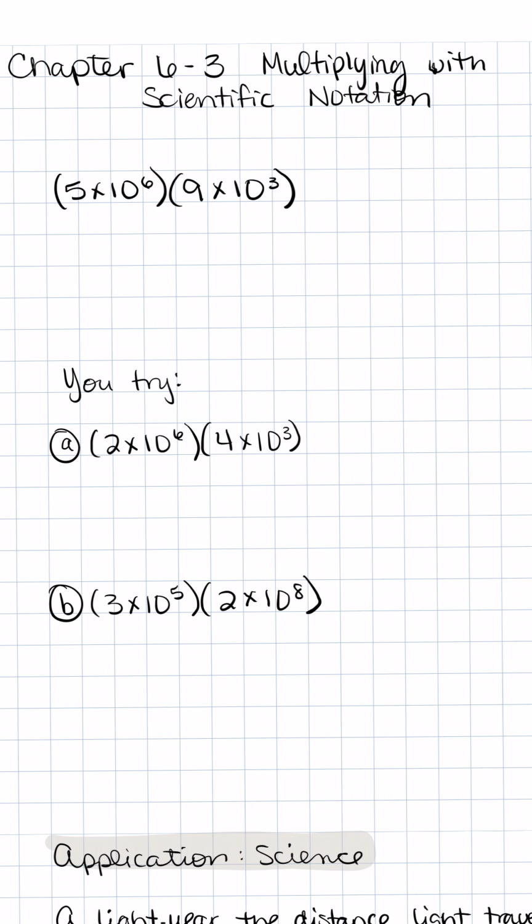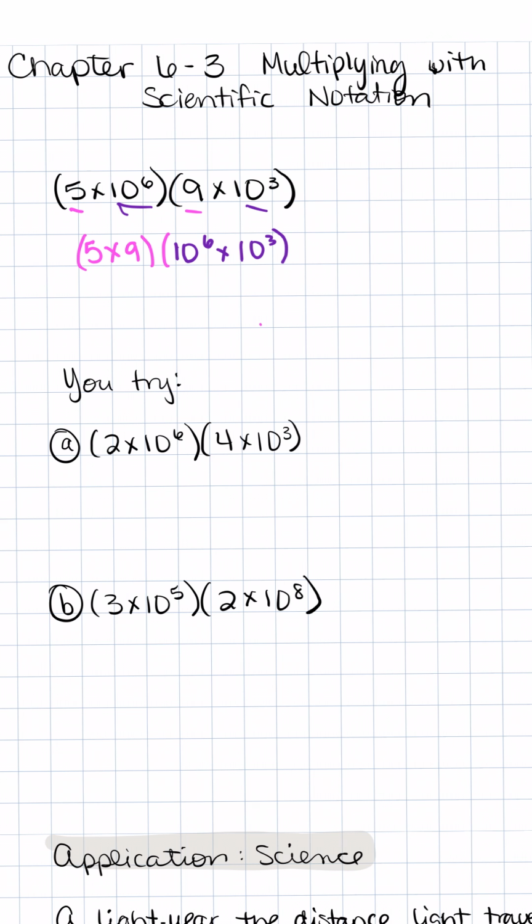So our first example here, 5 times 10 to the 6th power times 9 times 10 to the 3rd power. So we're going to start out by using the associative and commutative properties. That means we can multiply these like terms together. So it's going to turn into 5 times 9 times 10 to the 6th power times 10 to the 3rd power.